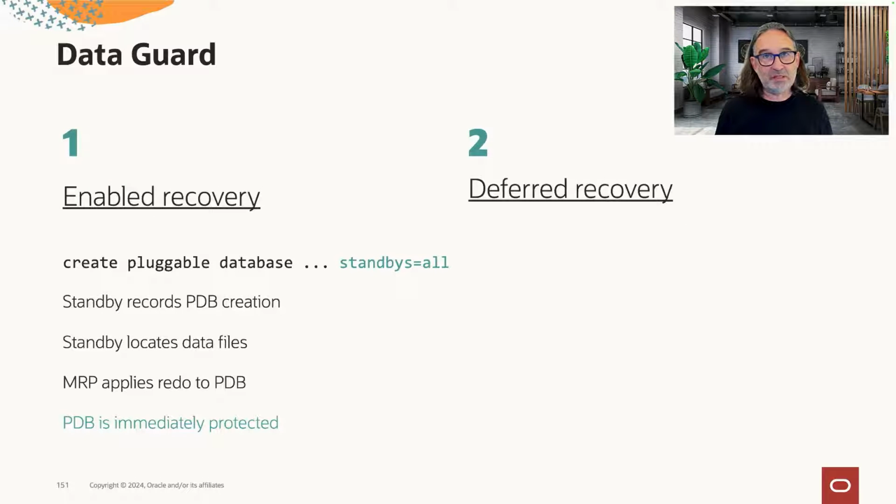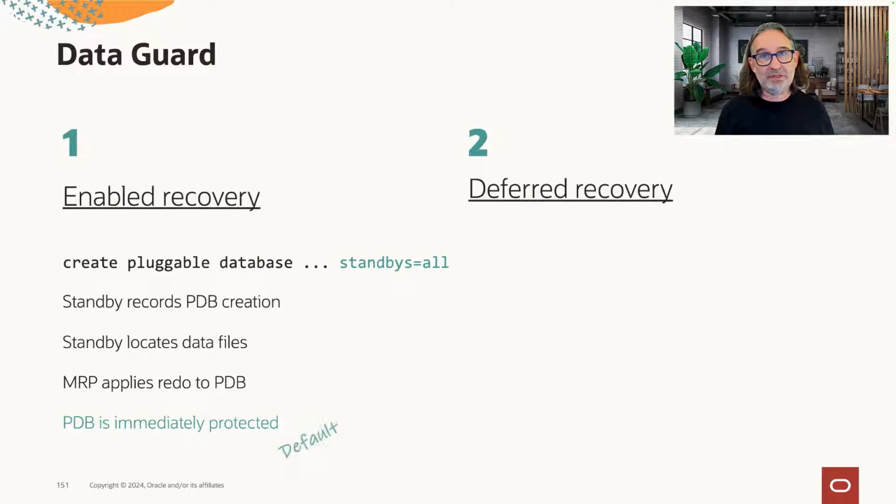Enabled recovery means you create pluggable database on the primary when you plug in and you say standbys equals all. Now this means everything gets recorded into redo, the standby receives it, learns about the creation of the pluggable database on the primary side, creates it as well, and then looks for the data files. Once it has the data files, it then kicks off the MRP, the managed recovery process, and it will start applying redo to bring your new PDB on the standby in sync as well with the primary. And then your environment is right away protected.